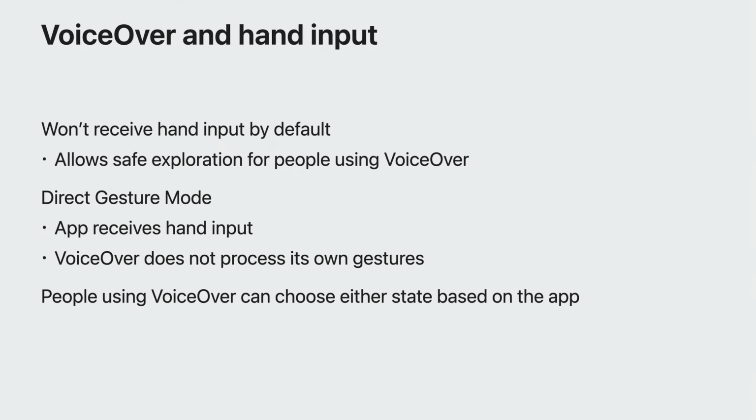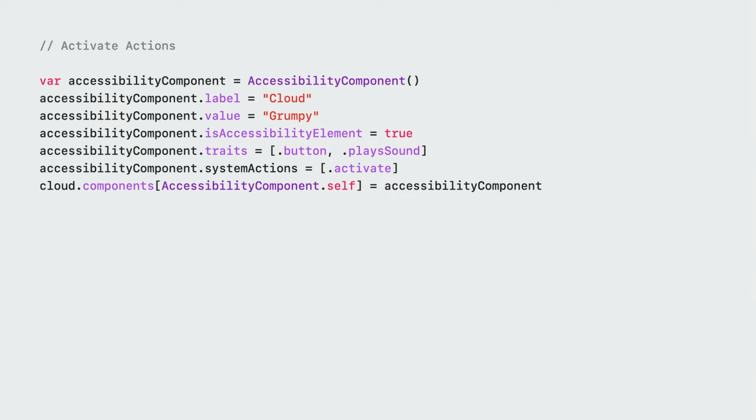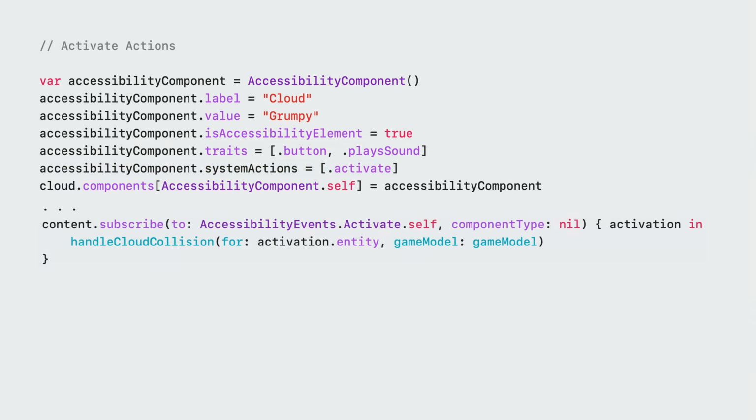Let's start by talking about VoiceOver's default interaction mode. Let's add an activate action so that we can turn the clouds happy using VoiceOver. To do this, we'll add the activate action to the system actions property on the accessibility component. Then, we'll subscribe to the activate event on the content inside our reality view. Anytime we receive an activate event in the callback, we'll update the game model so that the state of the relevant cloud is updated accordingly.